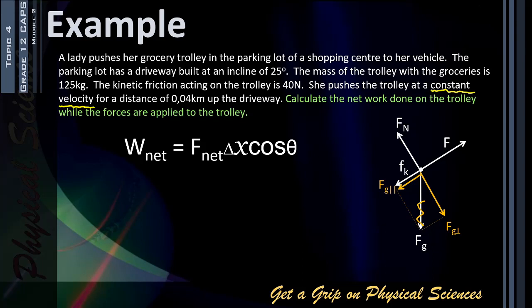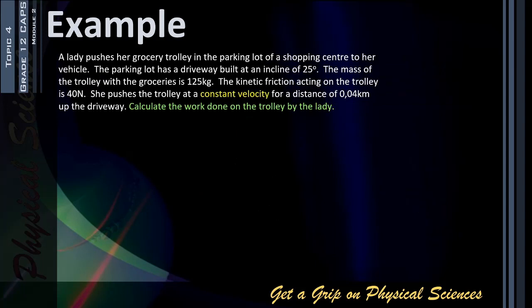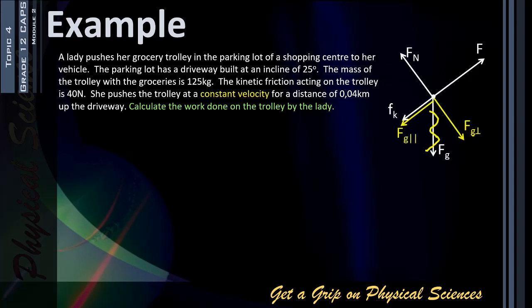Because with a constant velocity, we know that the net force acting on the trolley must be equal to 0, and therefore we substitute a net force of 0 multiplied by a displacement of 40 multiplied by the cos of 0. And therefore the net work done on this trolley will be 0 joule. Calculate the work done on the trolley by the lady. Now, in order to calculate the work done by the lady, we need to know what the force was that she applied to the trolley.